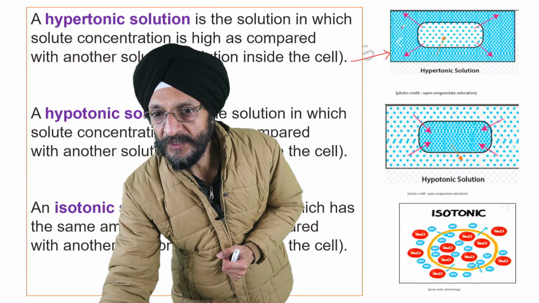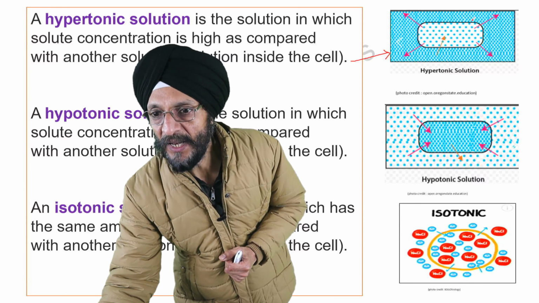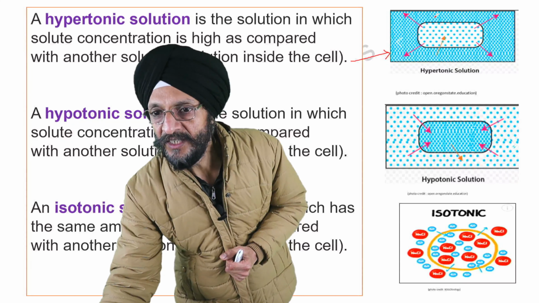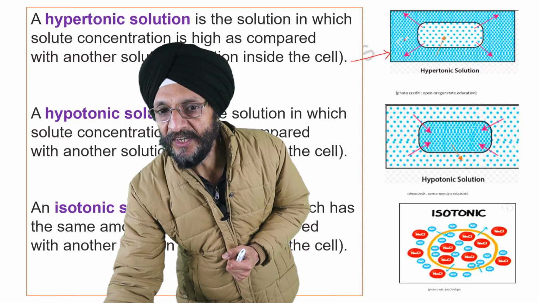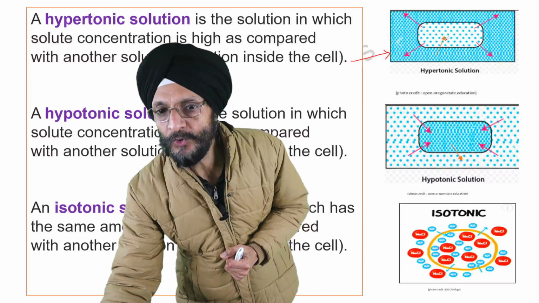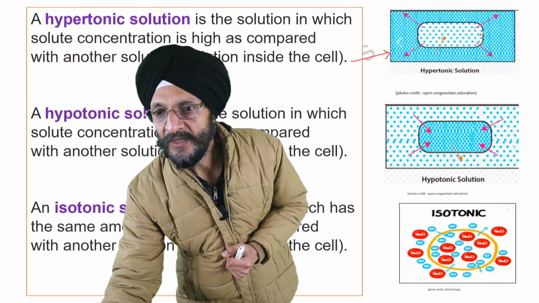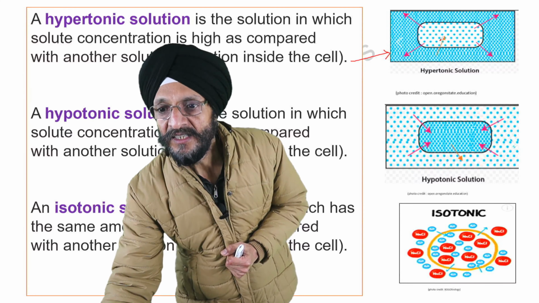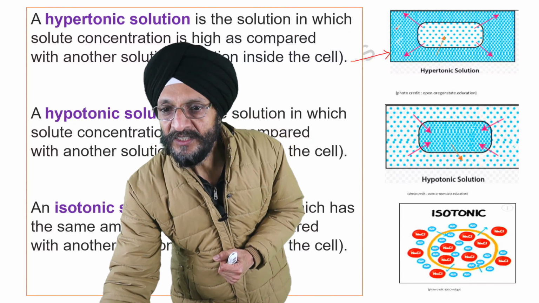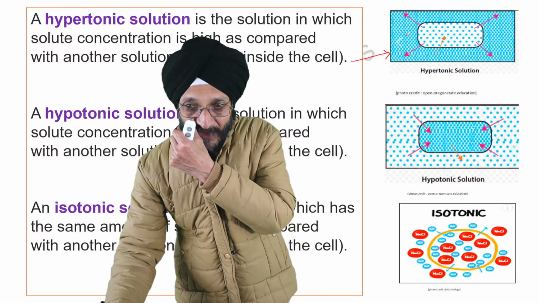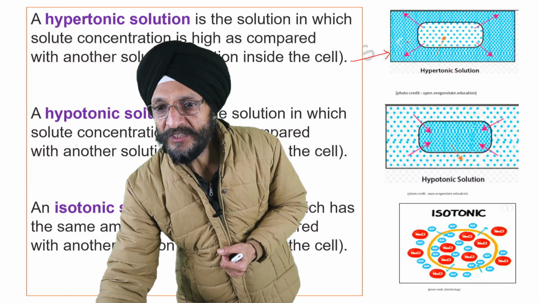The solution which is inside this black color covering is hypertonic solution. It has more solute in it as compared to another solution. That is, if we assume that this is the cell and the cell has less solute, whereas outside the cell solute is more, the solution which is outside the cell is hypertonic solution.